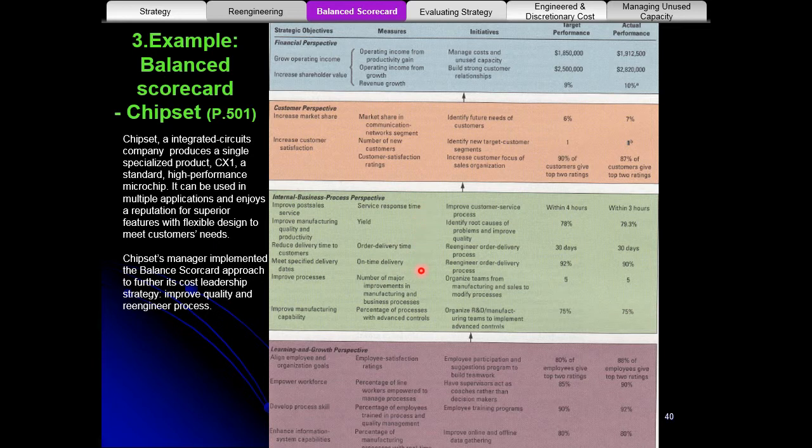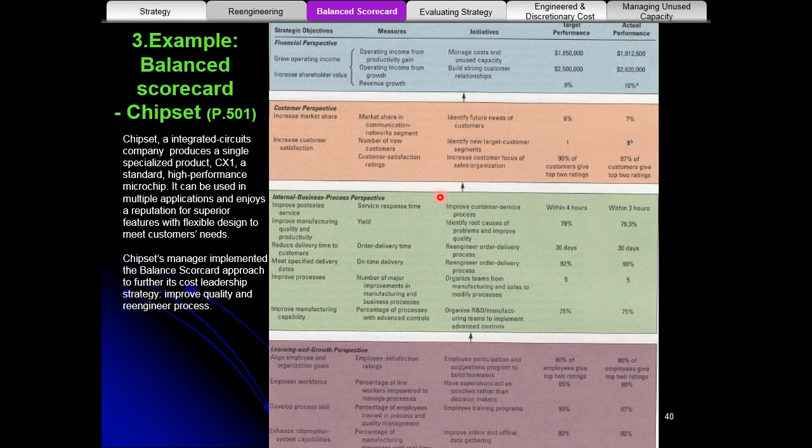Or they are efficiency based. So we've got time here, we have efficiency, we have time here, we have time here, and now we have another number: a number of major improvements made, or percentage of processes with advanced control. So you can see that measures used here are to signal whether you are making progress on these initiatives.